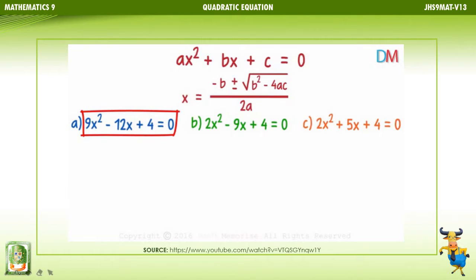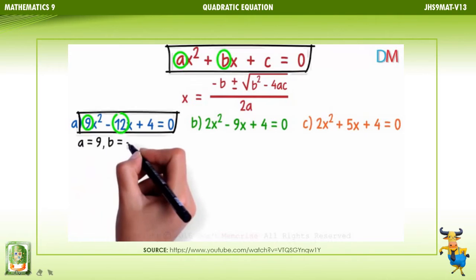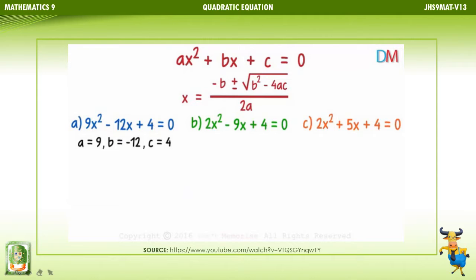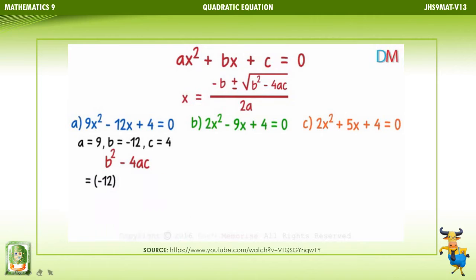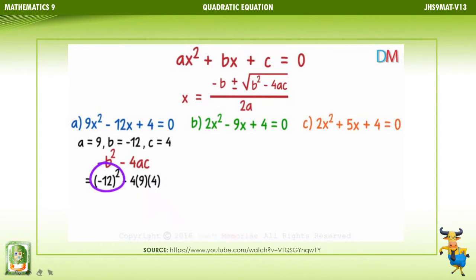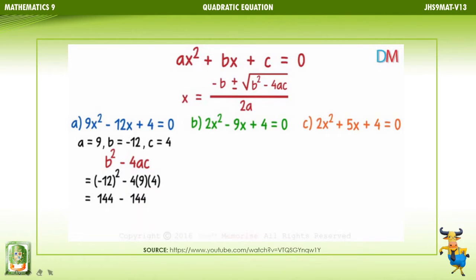The first thing we need to do is find the values of a, b and c. Comparing the first equation with the general form, we get the value of a as 9, b as negative 12 and c as 4. Now it's easy to calculate the value of b squared minus 4ac. It will equal negative 12 squared minus 4 times 9 times 4. Negative 12 squared is 144 and 4 times 9 times 4 is also 144. So we get the value of the discriminant as 0.